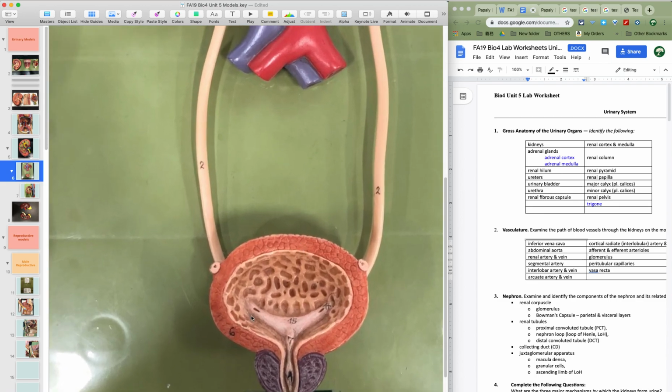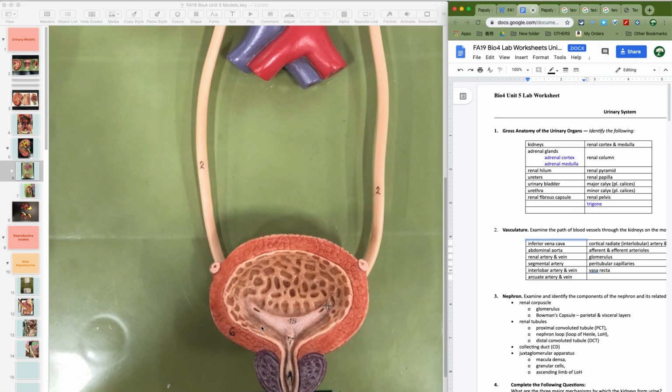Here we have the detrusor muscle. This is the bladder, right? It's got detrusor muscle in there. Inside it's lined with transitional epithelium. This triangular region is known as the trigone. I've added that to the worksheet. This is the trigone. These are the ureteric orifices. I don't think it's in the lab worksheet, but you should know that this is the trigone.